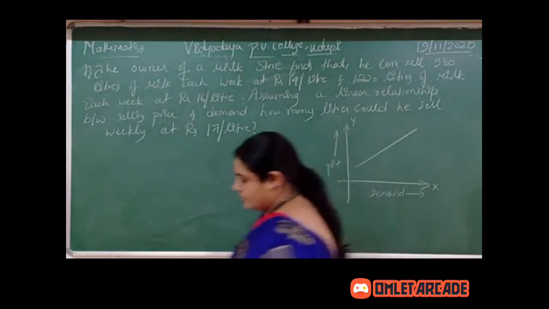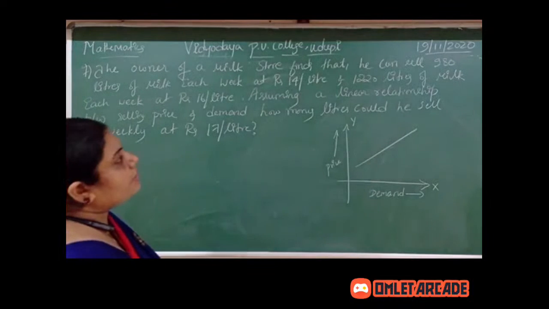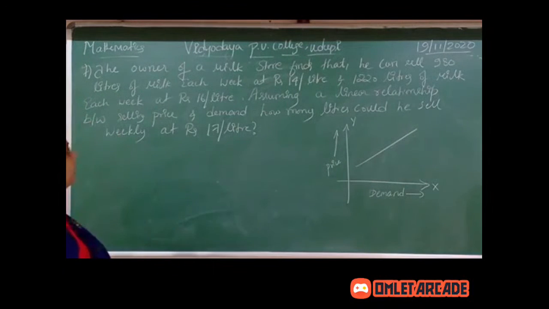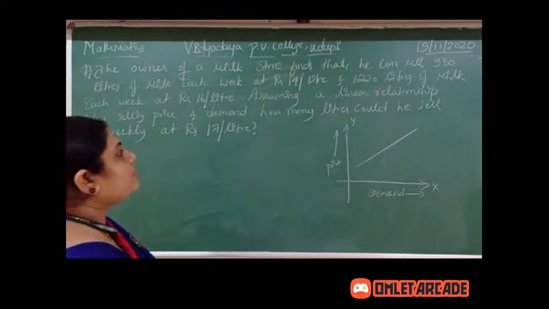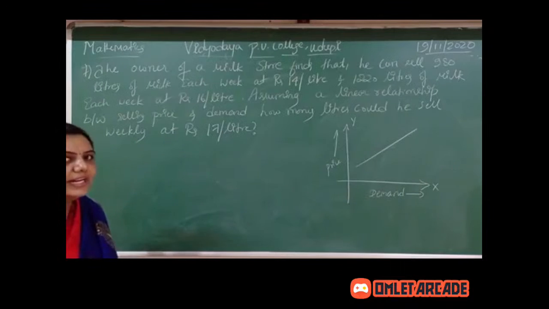Next, last problem in this session, students. The owner of a milk store finds that he can sell 980 liters of milk each week at rupees 14 per liter and 1220 liters of milk each week at rupees 16 per liter, assuming a linear relationship between selling price and demand. They are saying assume a linear relationship means it forms a straight line.